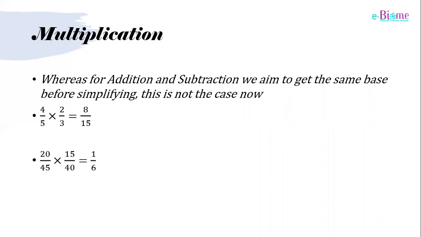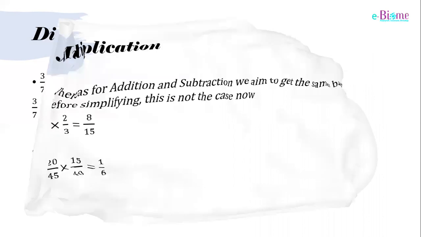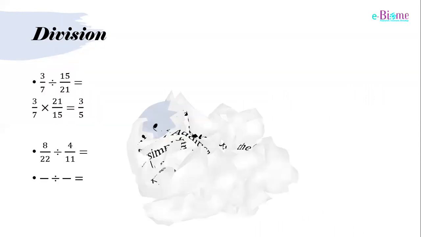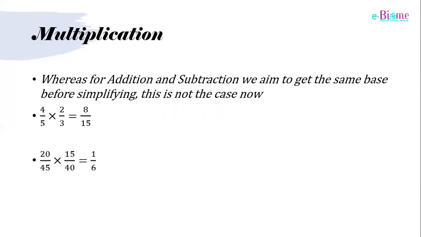It's different from when we were doing addition and subtraction. So if we recall from when we were doing addition and subtraction, in order to add two fractions or subtract two fractions, our aim was always to ensure we had the base being the same.